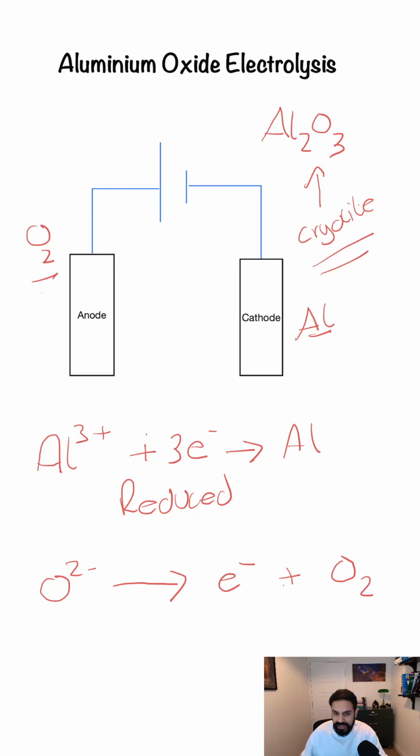Okay, now I've got to balance this off. So I've got 2 oxygens at the end, so that means I would have needed 2 here. Okay, now what about the electrons? How many are you going to lose? Well, I've got 2 lots of O2- ions. So I'm going to need 4 electrons.